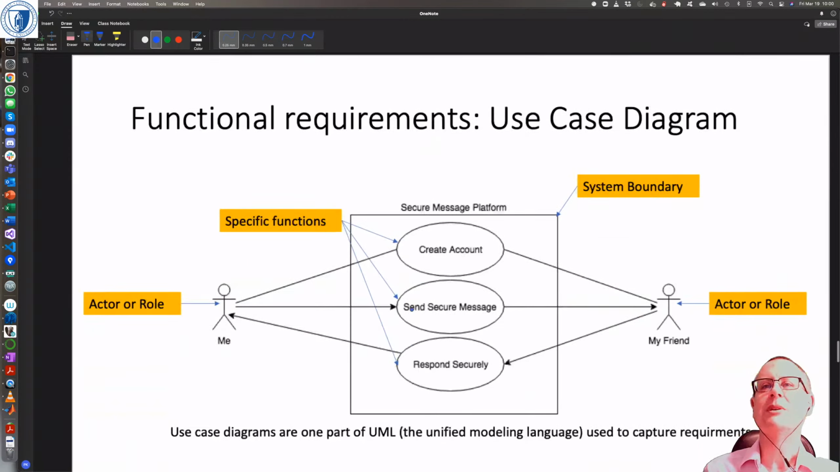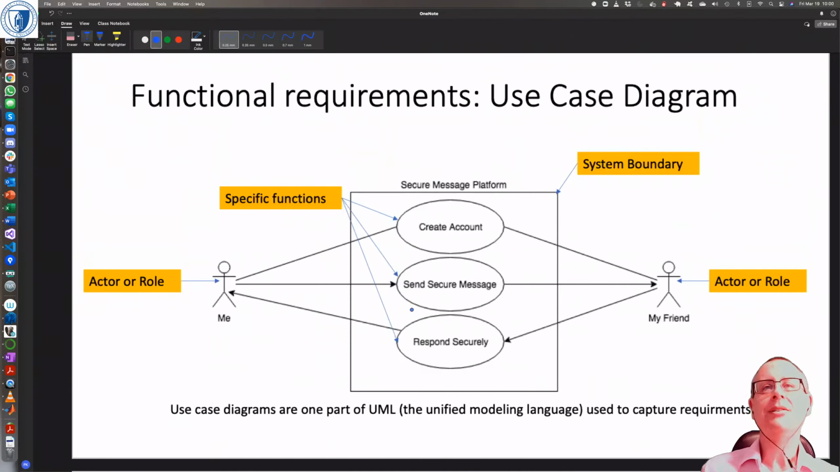Okay, I've already talked about all this stuff. So okay, so this is the generic thing, right? And the 4 pieces are the actors, the functions, the system boundary, and then the connections between them, or the interfaces between the actors and the use cases.